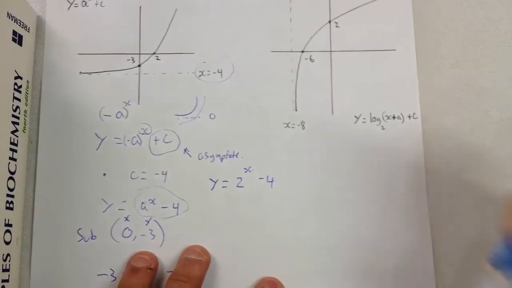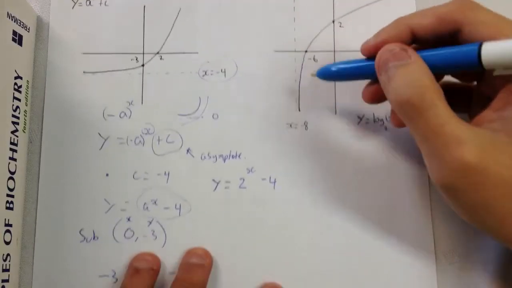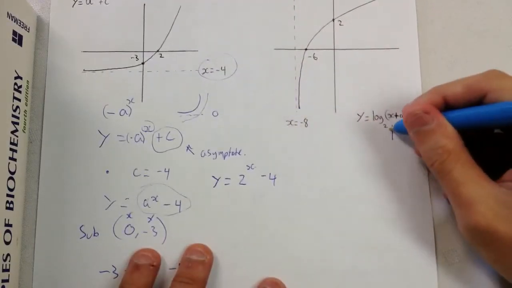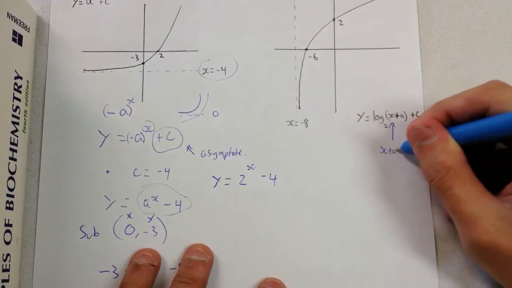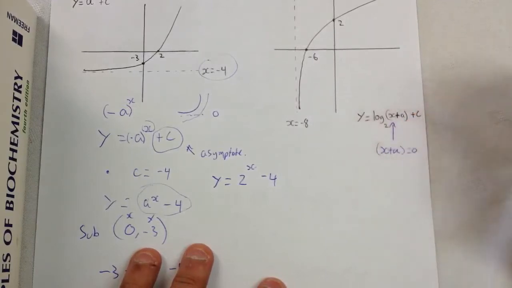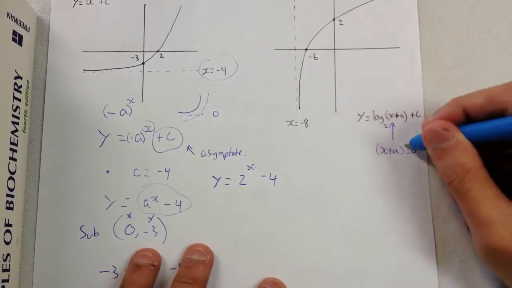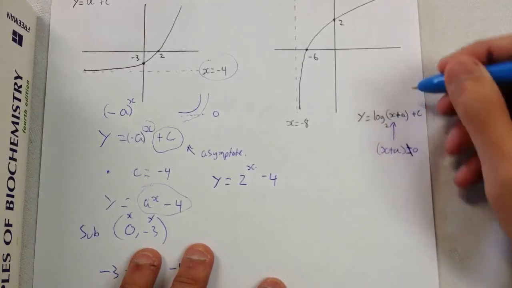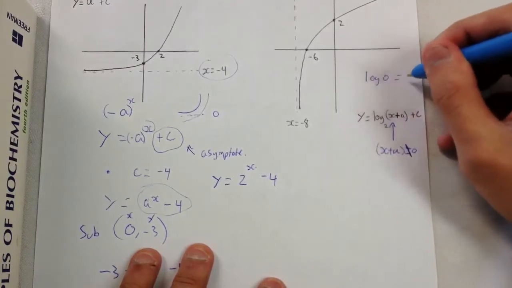Again, the easiest thing to get is the asymptote. So how do we get the asymptote in logs? Remember, that's when the thing on the inside equals 0. We make x plus a equals 0, and then we figure out what x is. And that tells us the equation, because we know it can't equal 0, because you can never have log 0. Log 0 equals bad.